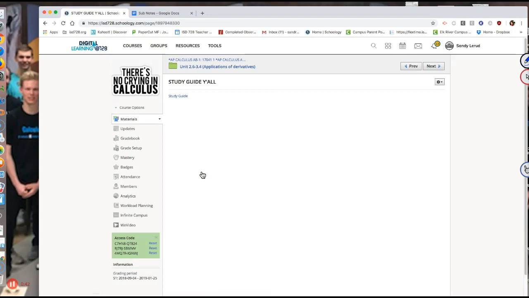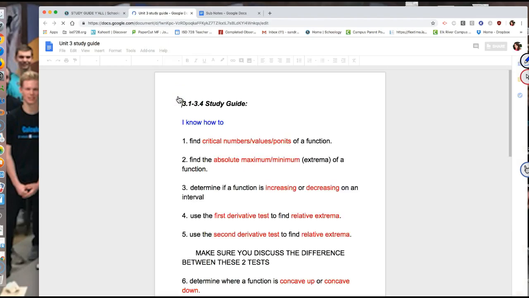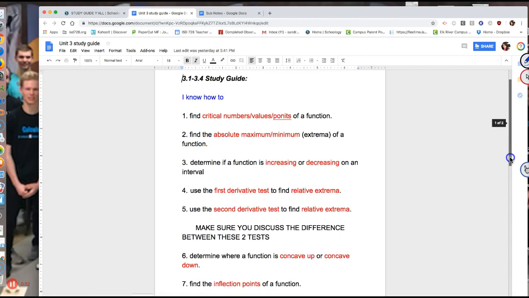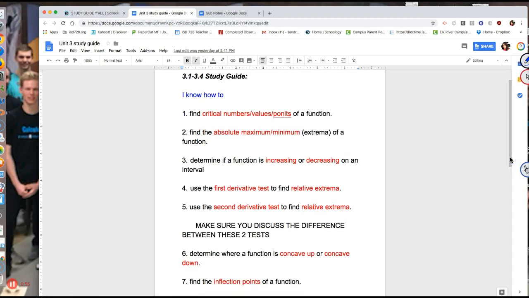So if you go in here where it says study guide, y'all, and click on it, I give you what I have to have on it. And I can do a handout of this too, but you need to discuss how to find critical numbers, values, points, not ponents, of a function. So you will tell me how you find critical values, critical points, and then provide an example. So each one needs to have an example with it. You will then explain how to find absolute maxes and mins, and then provide me with an example.